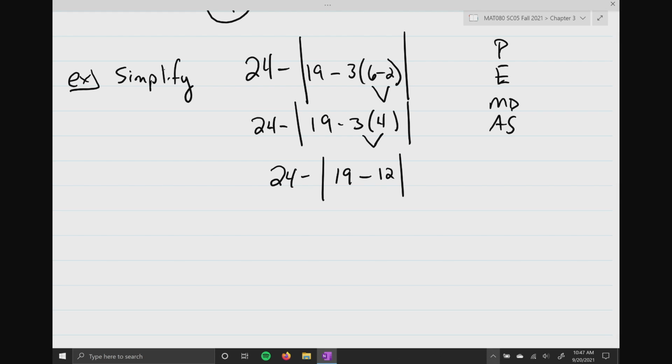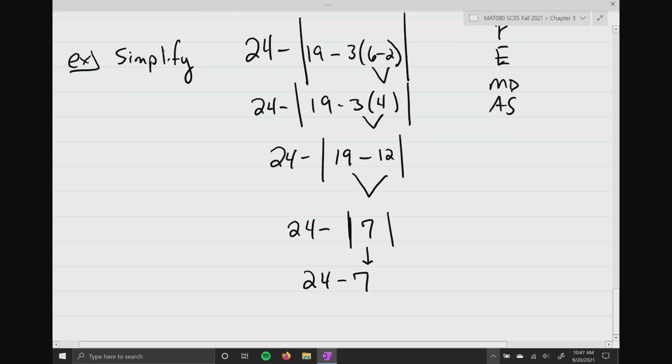All right, I'm still inside those absolute values. I'm not done with that yet. So I'm going to subtract 19 minus 12. So I get 24 minus the absolute value, 19 minus 12 is 7. Now I can finally do the absolute value. The absolute value of 7 is positive 7. And 24 minus 7 is 17.